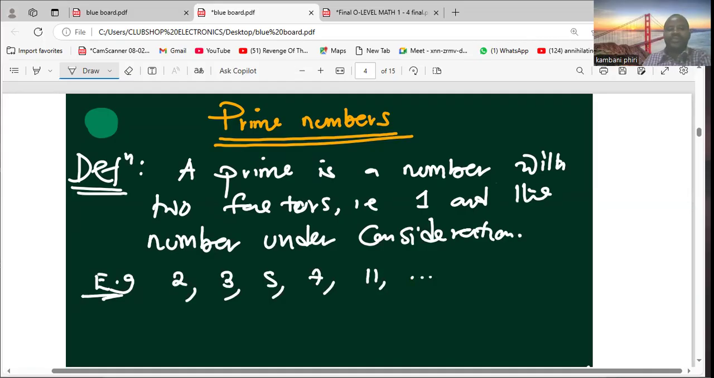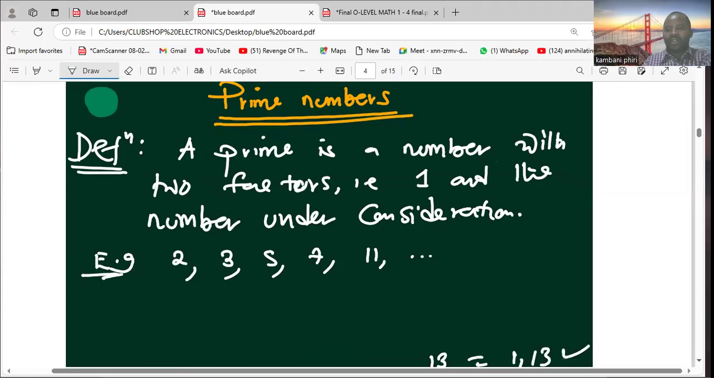So that's what we mean, and I've explained why 1 is not a prime number. In case you're asked to justify why 1 is not a prime number, the reason is simple. It does not satisfy the definition of a prime number. A prime number needs to have two factors, but 1 only has one factor, which is 1 itself. Therefore, 1 is not a prime number.